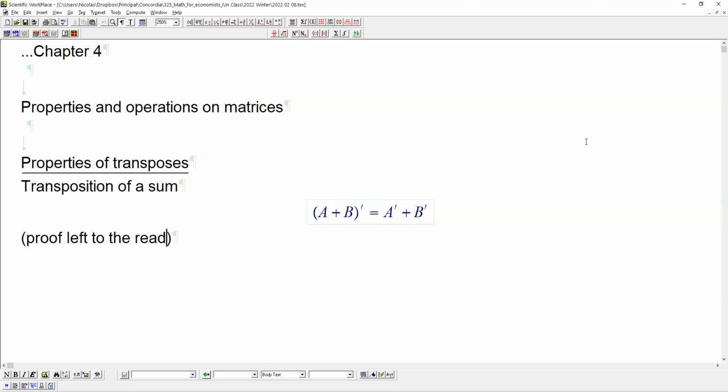Move left to the reader. This means when I write this, it doesn't mean you have to do it. It just means that I won't take time to do it. So that one is pretty simple.